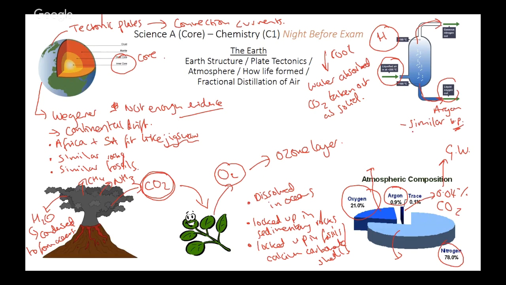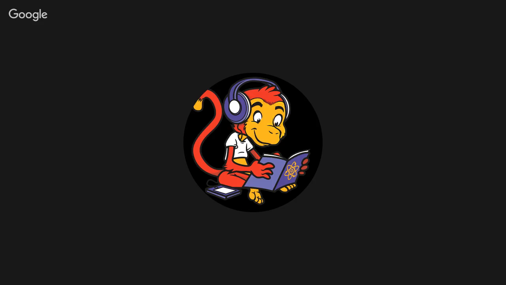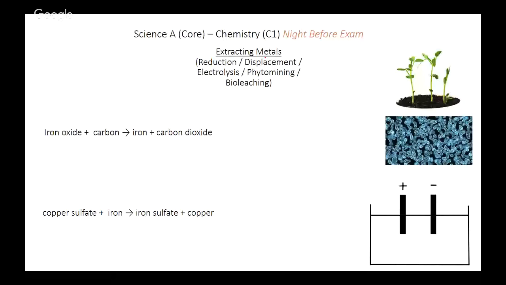So moving on to the next summary, we'll look at extracting metals. So there's several different ways you can extract metals, obviously really useful for loads of different building purposes. We'll look at reduction, displacement, electrolysis, phytomining and bioleaching. So first of all, see if you can recognise what type of reaction this one is here. So you've got iron oxide plus carbon turning into iron plus carbon dioxide.